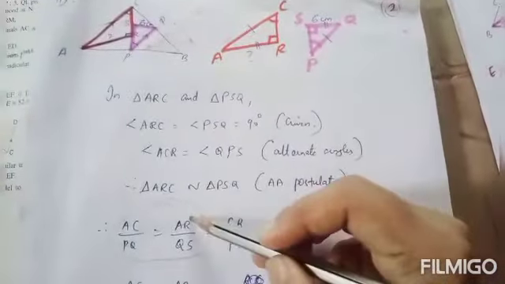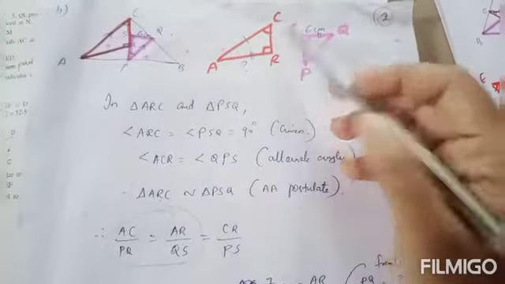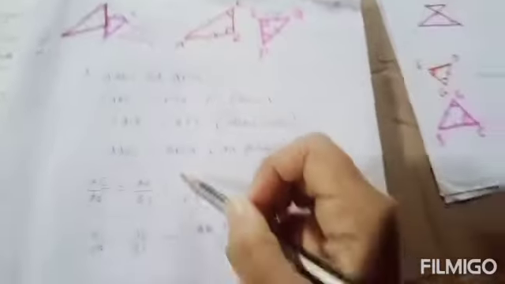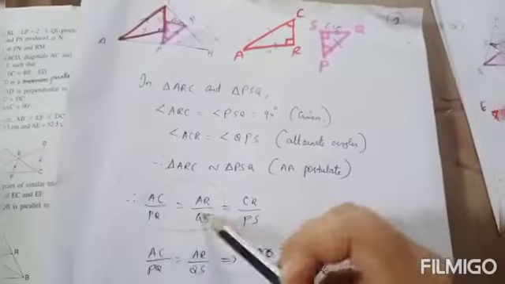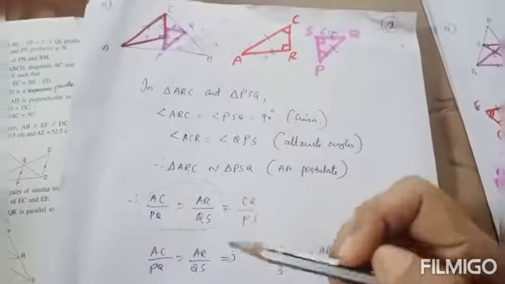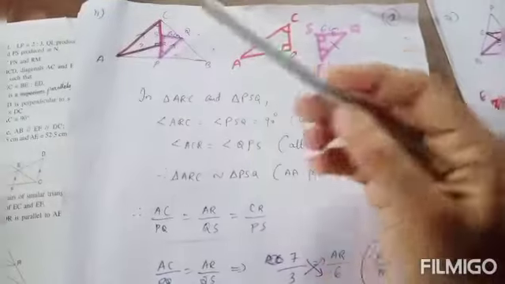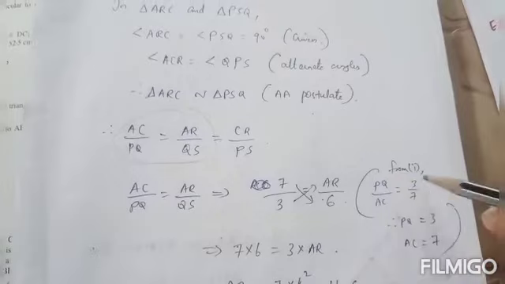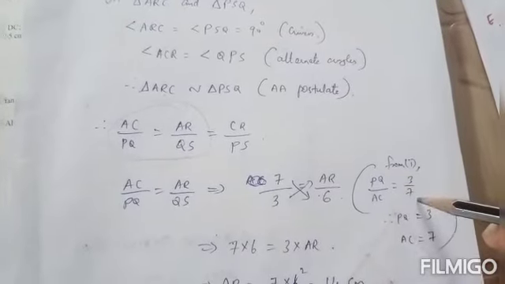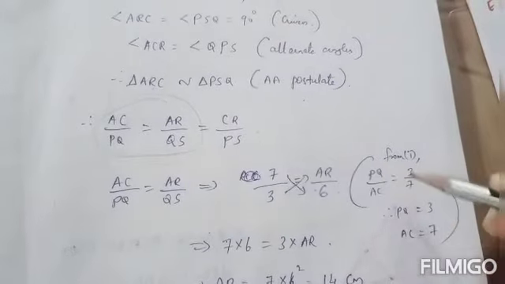Now AC by PQ equal to AR by QS, and the remaining sides we can take CR by PS. Now we can take these two ratios, AC by PQ equal to AR by QS. Now AC, the length, you know from the first question you find PQ by AC equal to 3 by 7. In the first question you got the ratio of PQ to AC.